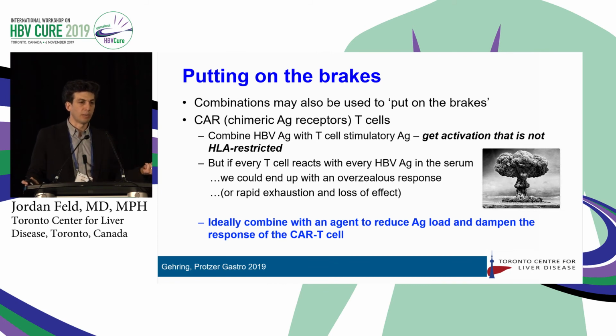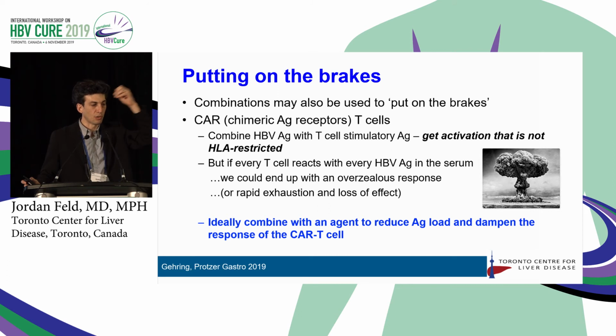And on the flip side, you might use combined therapies where you're putting on the brakes. If you think about CAR T cells, where you're combining an HBV antigen with a T cell stimulatory domain, you get activation that's not HLA restricted, which has been very effective in some cancers. But if every T cell reacts with every HBV antigen in the serum, you may have a very aggressive response, which could be potentially dangerous.